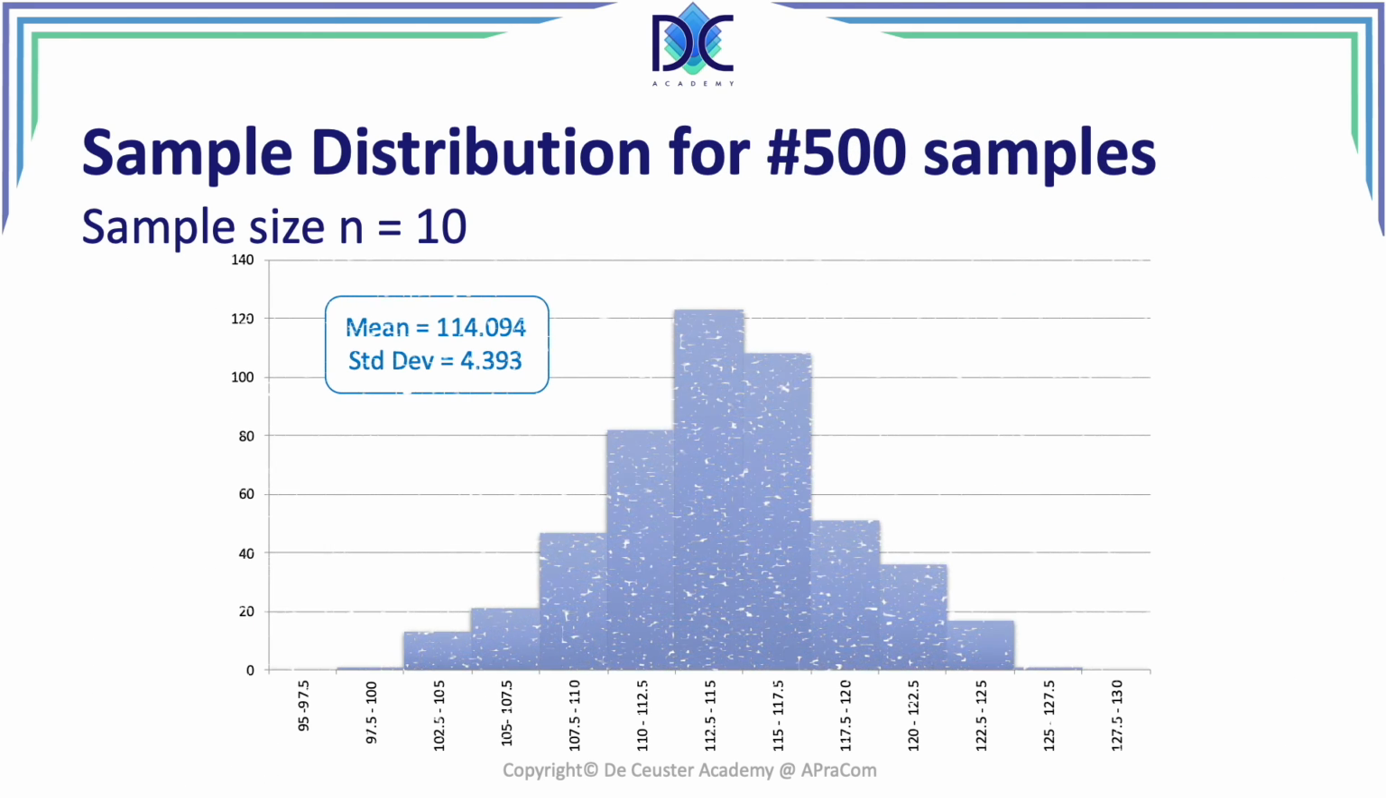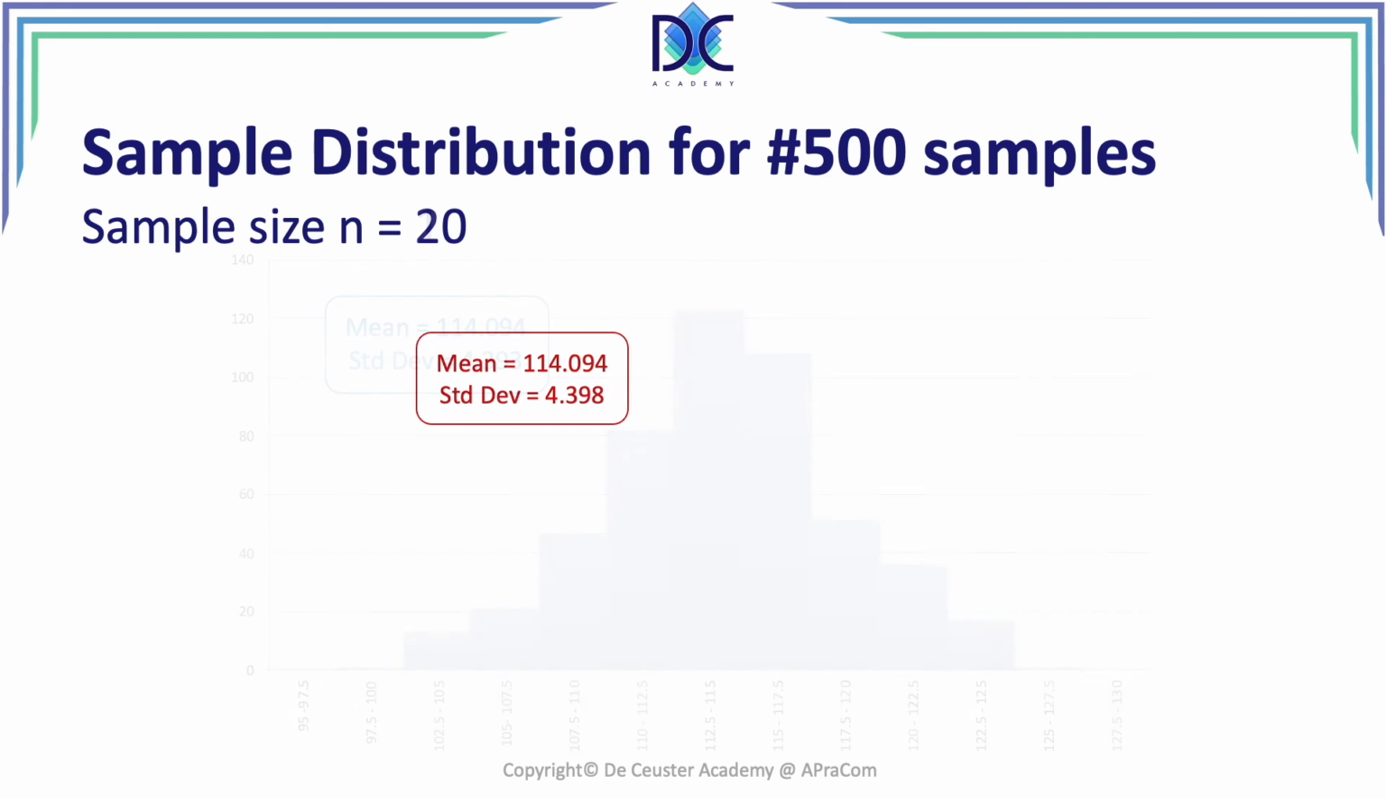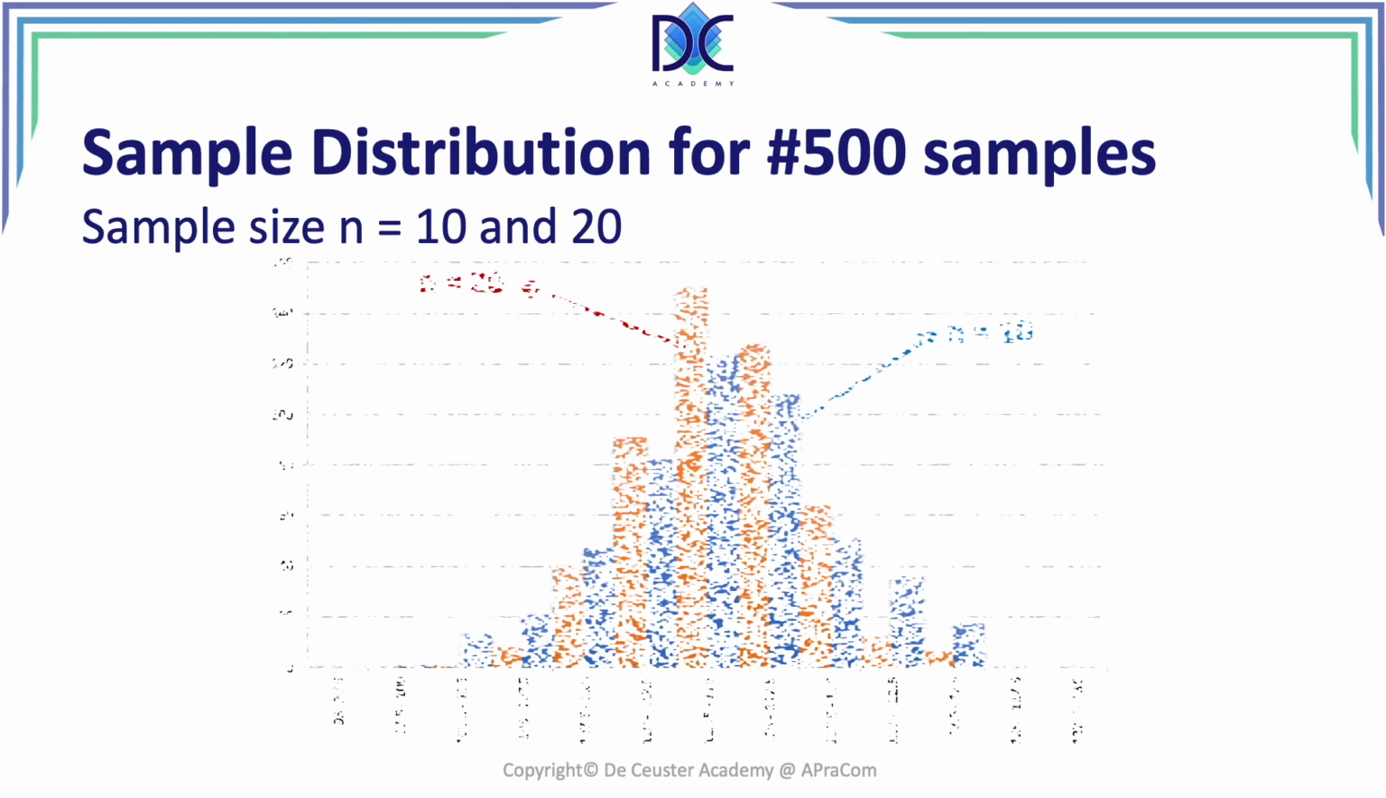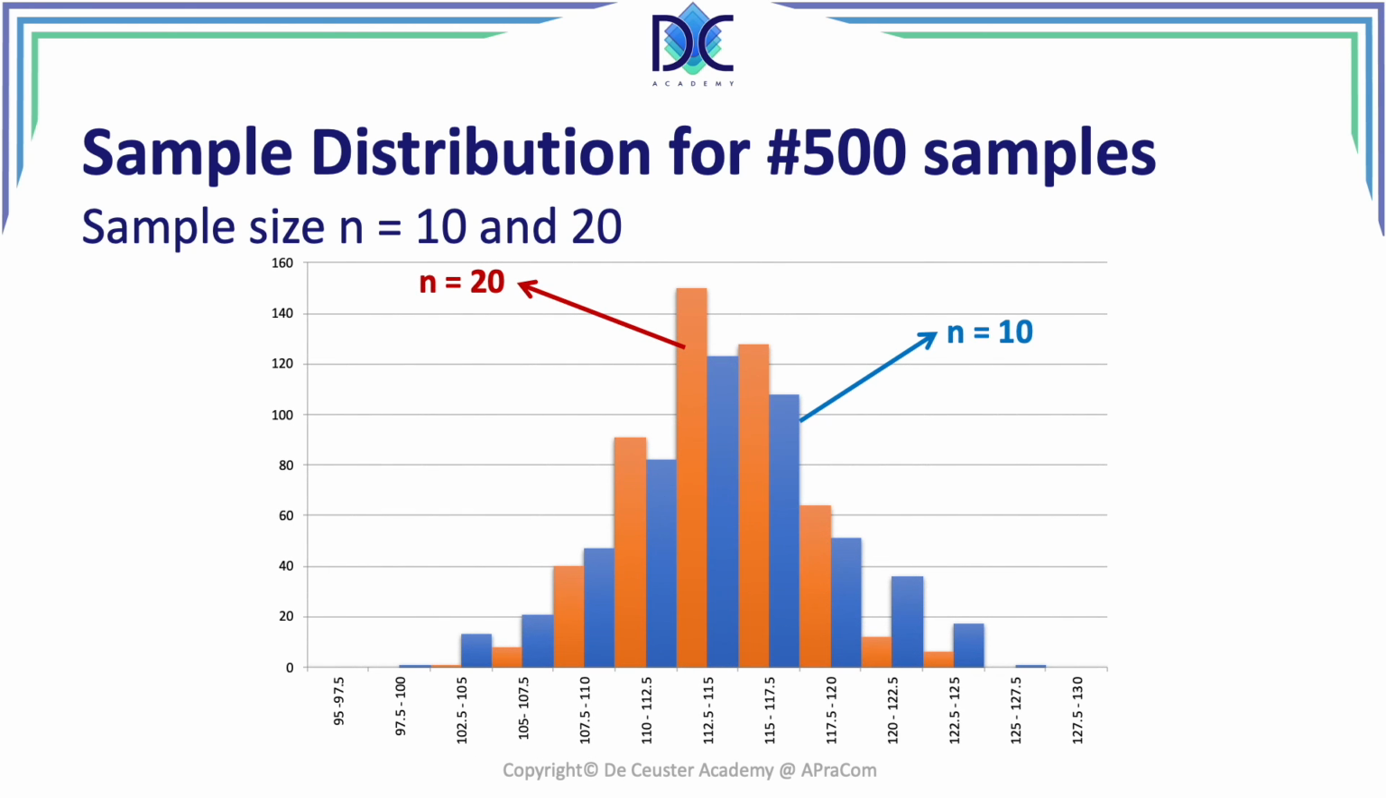Now, when we look at 500 samples here, we have a mean of 114 and a standard deviation of 4.3. Now we have a sample size of 20. We find 114 and a standard deviation which is comparable. When we look at the combination of the sample sizes 10 and 20, we see those different distributions, and we see that there is an evolution. The orange distribution is going closer to the population.